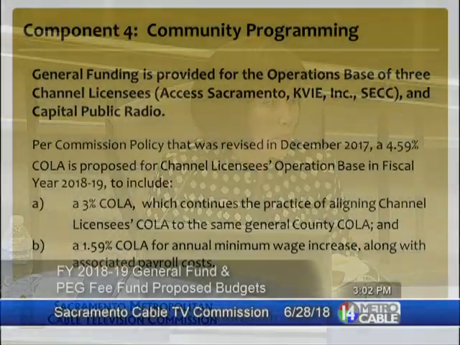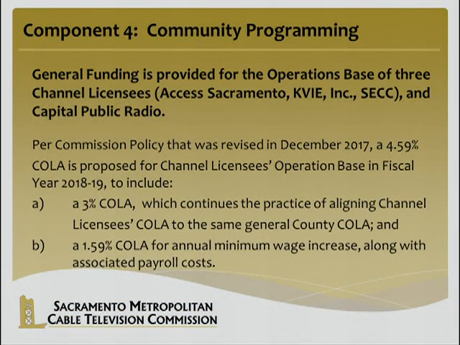So last December, the commission took up an item which was a COLA policy for the channel licensees, and this relates back to the previous budget meeting, last year's budget meeting, where Access Sacramento brought forward a request, and the request was, in addition to the COLA, they were asking for minimum wage cost and also payroll cost on top of the COLA and the minimum wage cost to be included in their funding request. And with that brought the direction to come back in December with an exploration of ideas, and is there a better way to do this?